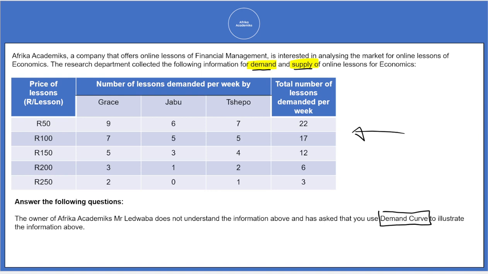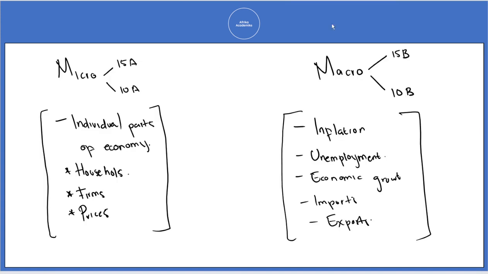All right, seems like no one is answering. Okay, so this falls under micro, right? Because the focus is on small parts of the economy. This is not something that will affect other people. Other people won't be affected by the lessons which Africa Academics is offering. So that's why this will be under micro, unlike when we talk about macro, whereby you look at inflation, unemployment, economic growth, imports, and exports. So this one will definitely fall under micro.